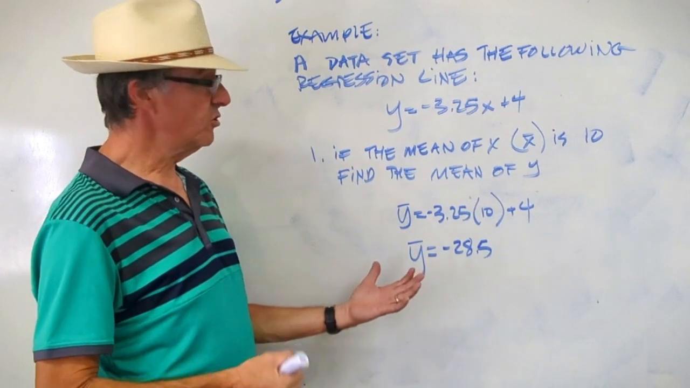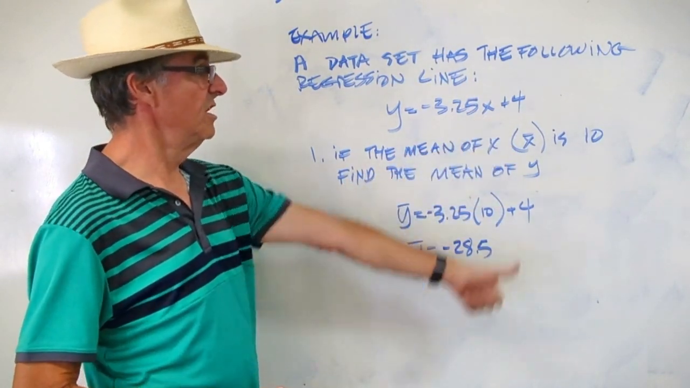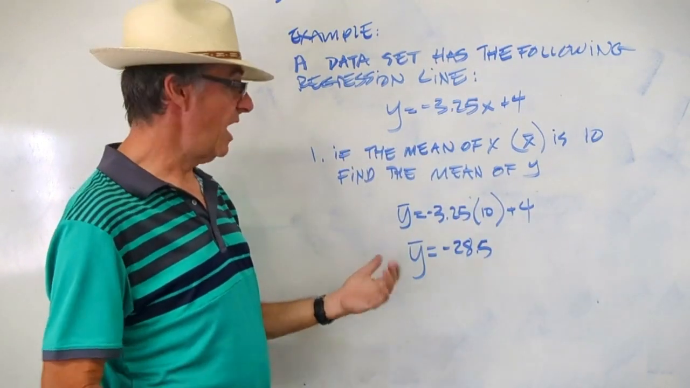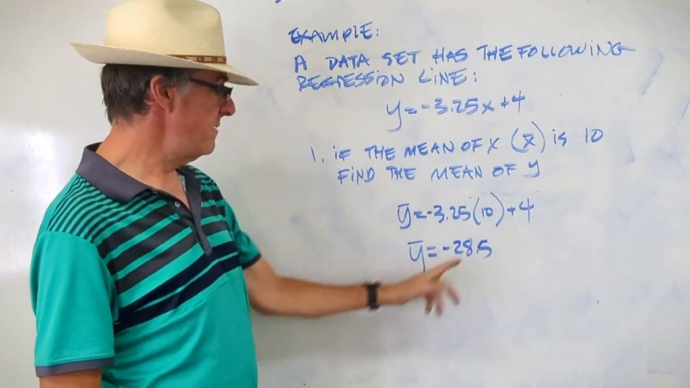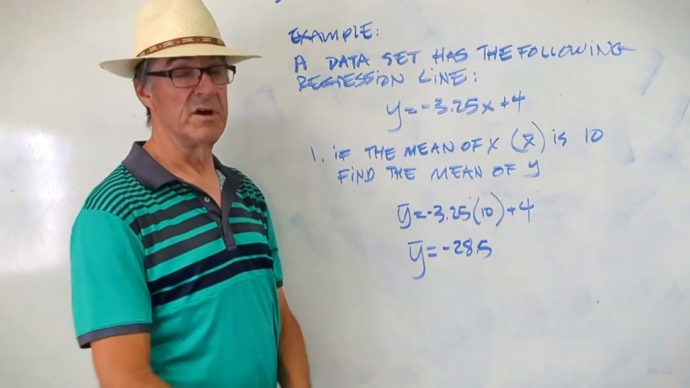So using this equation to find the mean of y, you just plug the mean of x into the equation and it's going to give you the mean of y. So here's my plug-in step. I did my math and I got my mean of y, y bar, is minus 28.5.